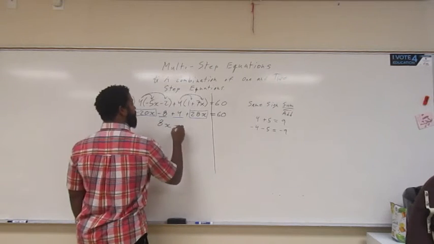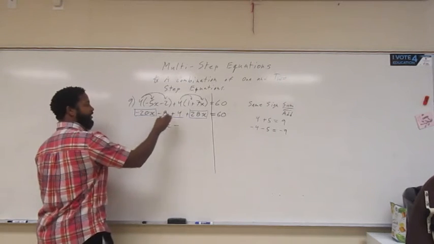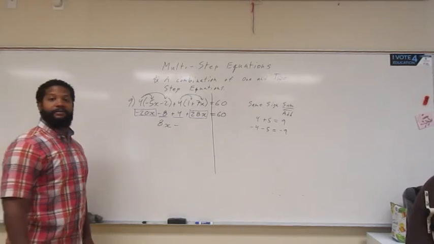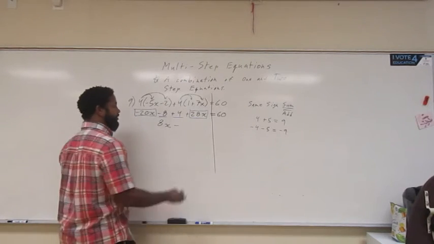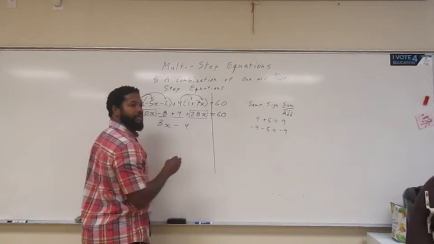Minus 8 plus 4. What is negative 8 plus 4? Negative 4. So it's 8x minus 4, and then we add 4.